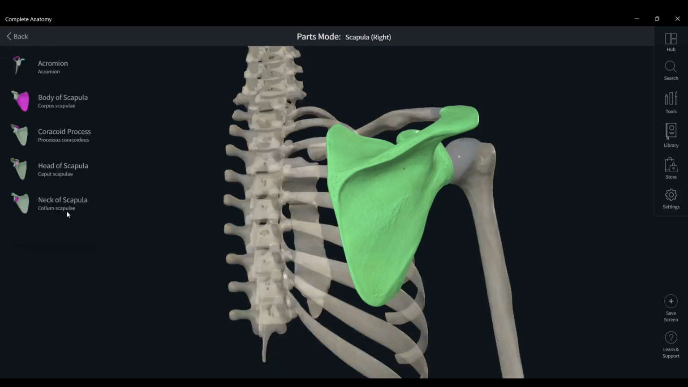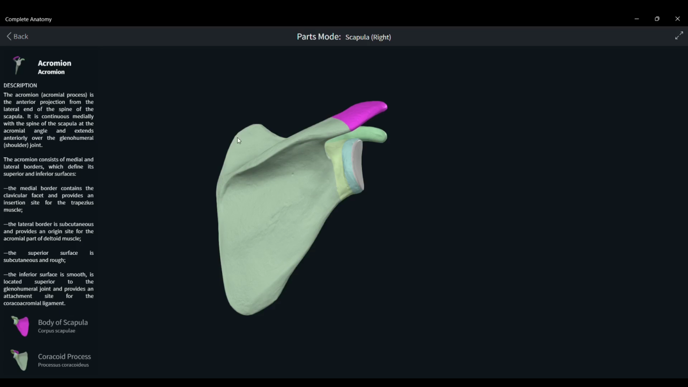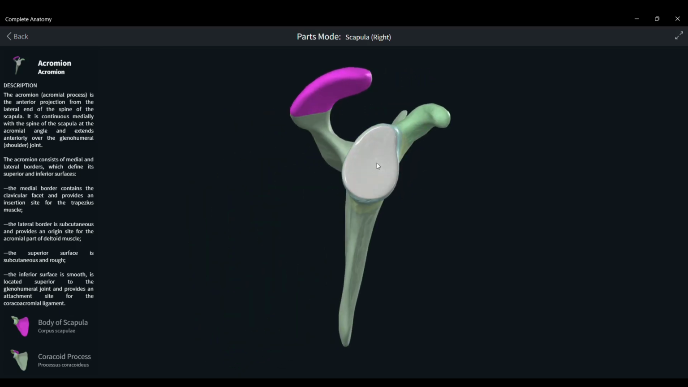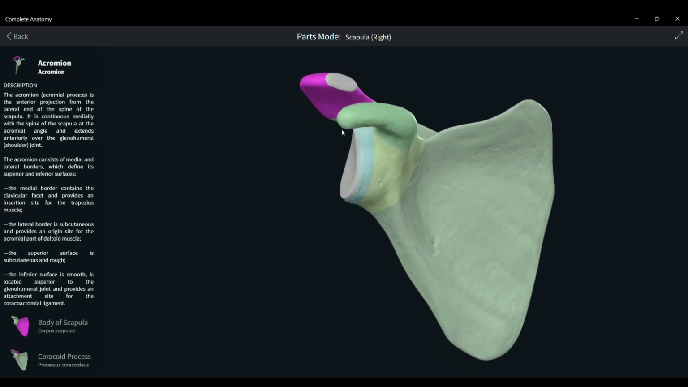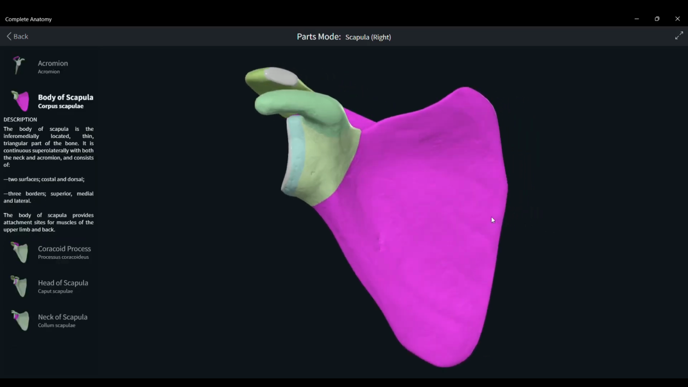Let's begin with the acromion. This is the continuation of the scapular spine, a flat projection that extends laterally and anteriorly. Its superior arch curves above the glenoid cavity, and its end articulates with the clavicle at the acromioclavicular joint. Next, let's move to the body of the scapula, the main plate of the bone.